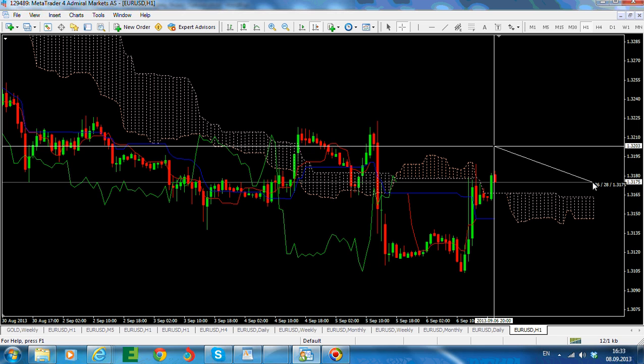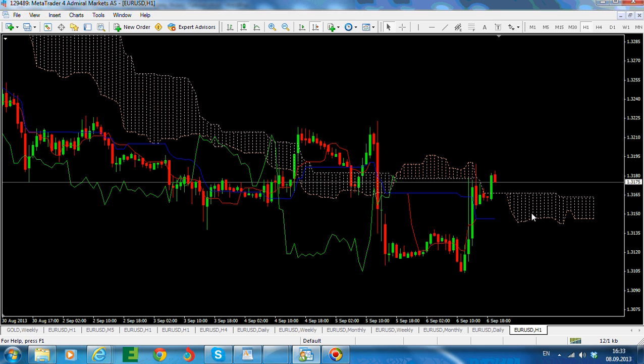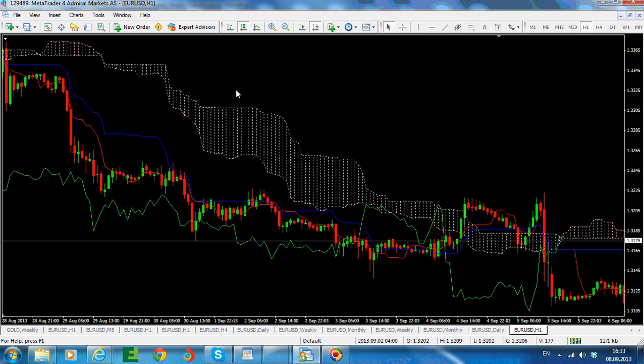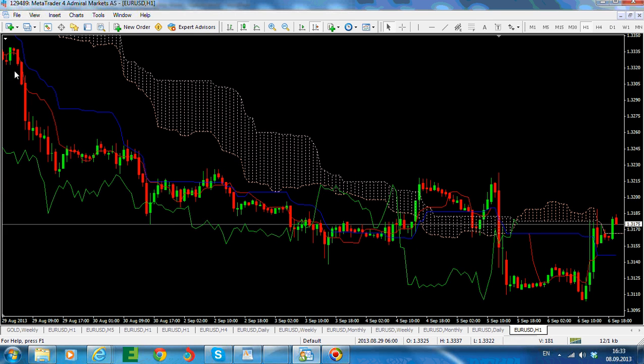And the general interpretation is that the cloud should offer support when price is testing it from the upside, and resistance when price is testing it from the downside. Let's take a look here. Here price is below the cloud, and the cloud should offer resistance when it is first tested from the downside. So basically it is being rejected for 1, 2, 3 candles here, only building energy before moving forward. As you can see here, the cloud offers resistance.